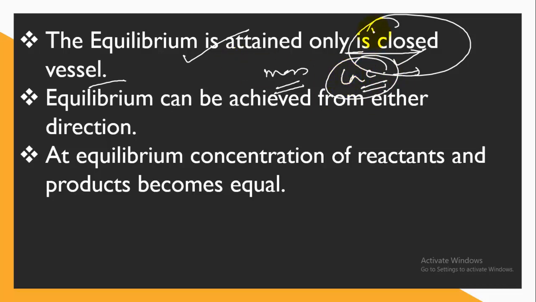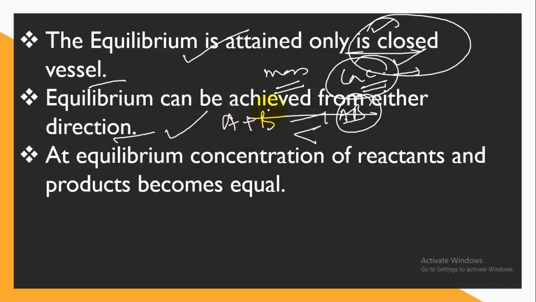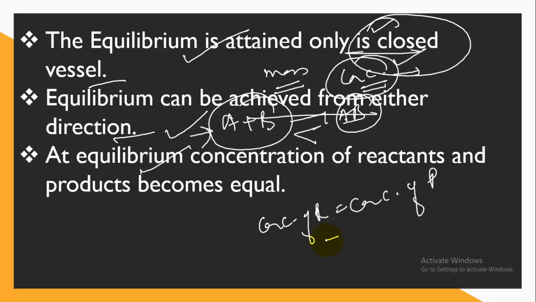So equilibrium is achieved only in a closed vessel, and it can be achieved from either direction, whether you start from A and B, or you start from the AB side. So it's not specifically that we have to start from this side only or we have to start from this side. It can be achieved from either direction. At equilibrium, the concentration of reactants becomes equal to concentration of products, and equilibrium is dynamic in nature. That is, the reaction doesn't stop, only the rate and the concentration become constant.